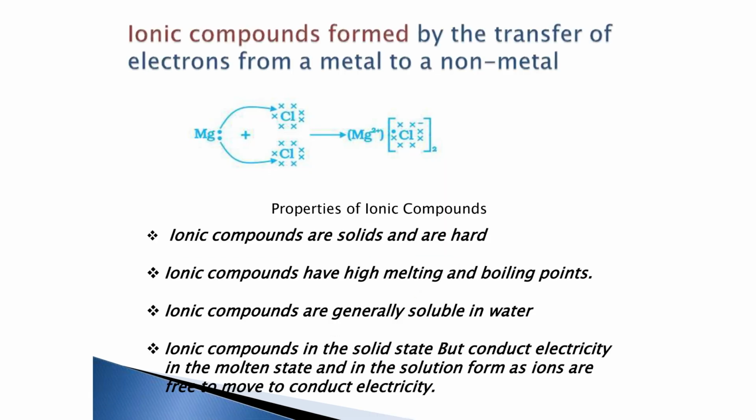Metals react with nonmetals to form ionic compounds. Ionic compounds are formed by the transfer of electrons from the metal to the nonmetal. Ionic compounds are generally solid. They have high melting and boiling points, are soluble in water, and are good conductors of electricity in aqueous or molten form, as they have free mobile ions.